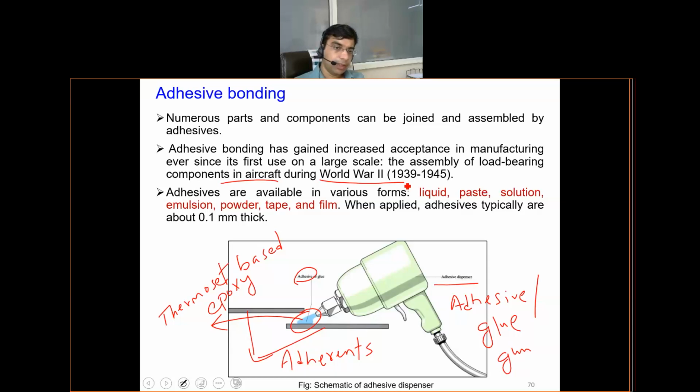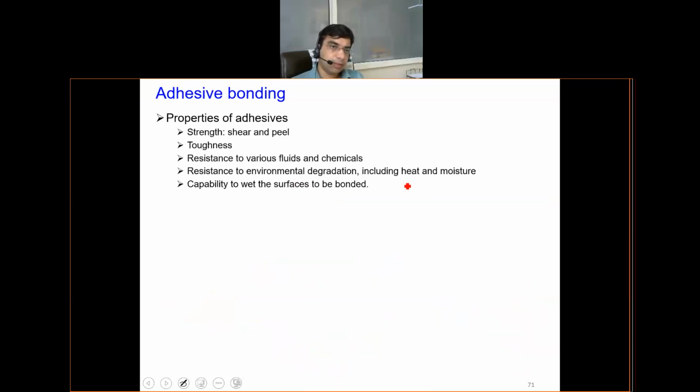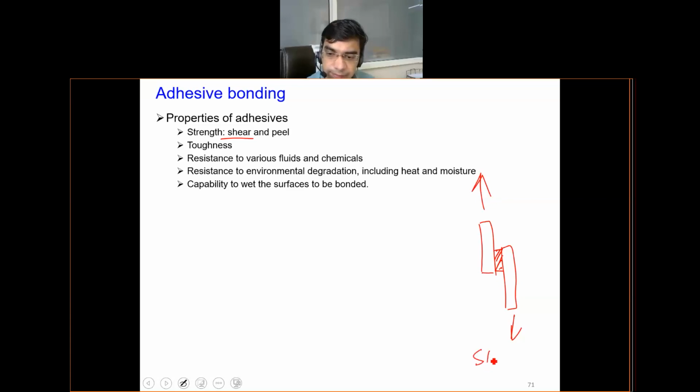Typically they are 0.1 millimeter thick, although that thickness can be different for different loading conditions, but typically that is the range of thickness used for the layer of the adhesive. These adhesives have properties like high strength, especially in shear. Here it is important to understand that the strength of the adhesive is good in shear, because when two components are joined, especially this is more popular with a lap configuration, your adhesive is put here, and if the load is applied in this fashion, this becomes a shear loading.